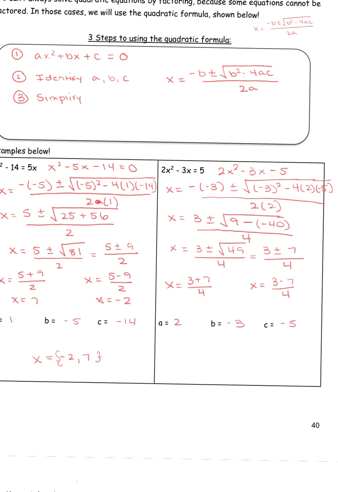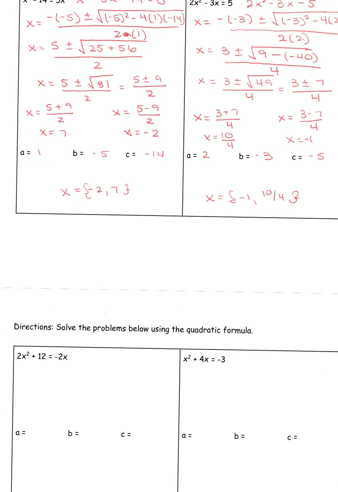All right, so again, simplifying, we have 3 plus 7, which is 10. 10 divided by 4, of course, we're going to keep it as a fraction, so we have 10 fourths. And then we have 3 minus 7, which is a negative 4. And negative 4 divided by a positive 4 gives us a negative 1. So our solution set here is going to be negative 1 and 10 fourths.